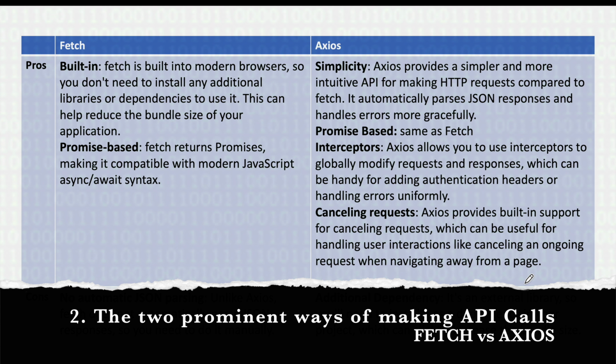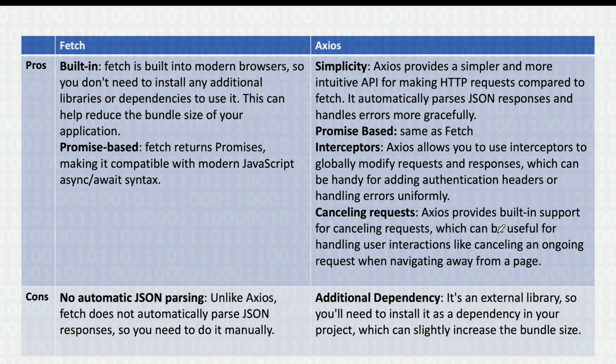Now let's go to the core of this video, fetch and Axios. So these are the two ways in which you can make the API calls. There are multiple other ways also, but primarily we use either fetch or Axios. Fetch is a built-in function, which means you don't have to install any library to use fetch. And fetch and Axios both are promise based. This is also promise based. This is also promise based.